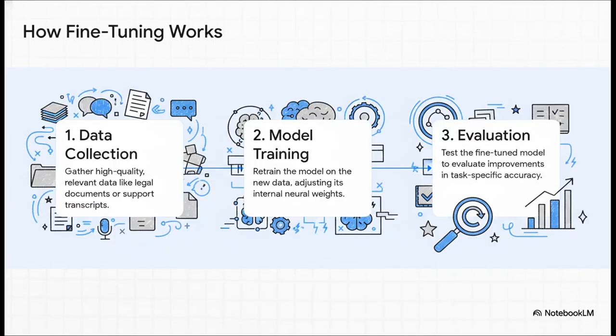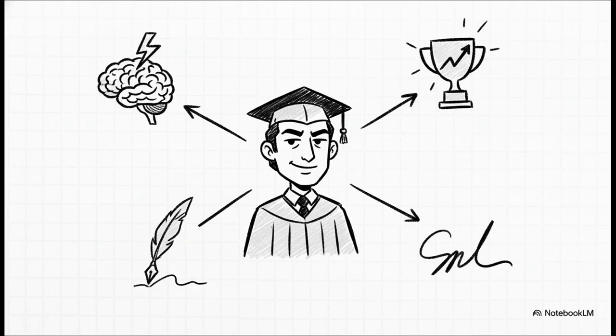So how does this actually work? Well, it breaks down into three main steps. First, you've got to gather your data. And we're talking about really high-quality, relevant stuff, like your internal legal documents or thousands of customer support chats. Next up is the actual training. This is where you use all that data to really change the model's core behavior. And finally, of course, you have to test it. You test it like crazy to make sure all that work actually made it smarter for the jobs you needed to do.